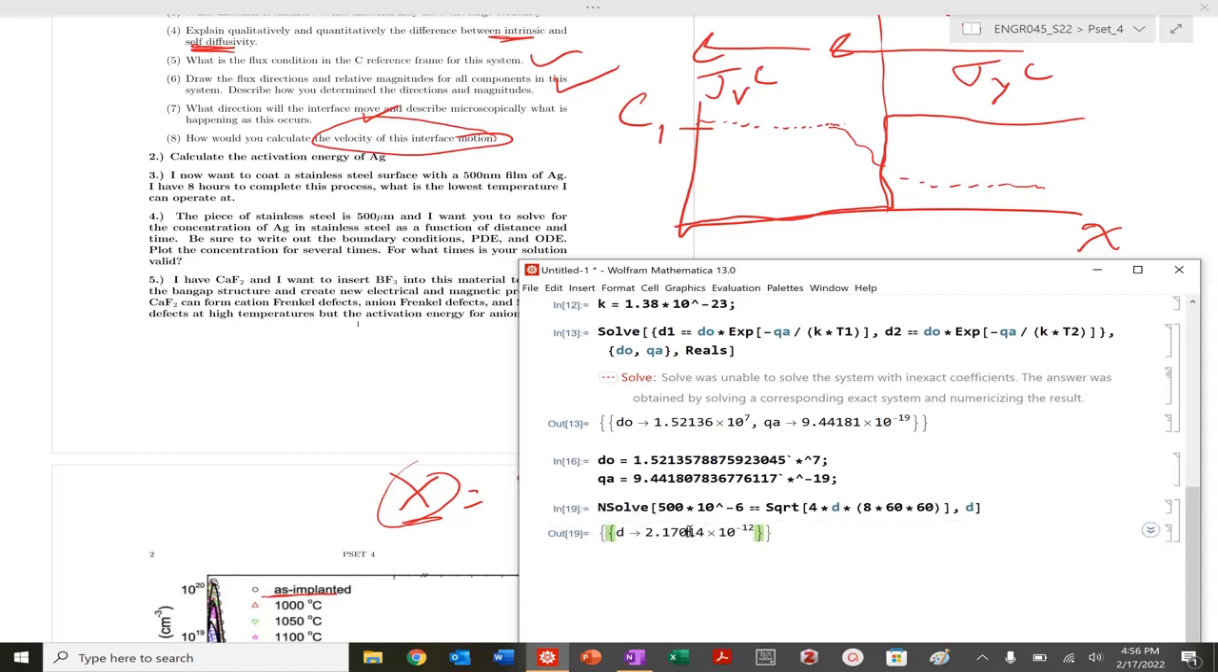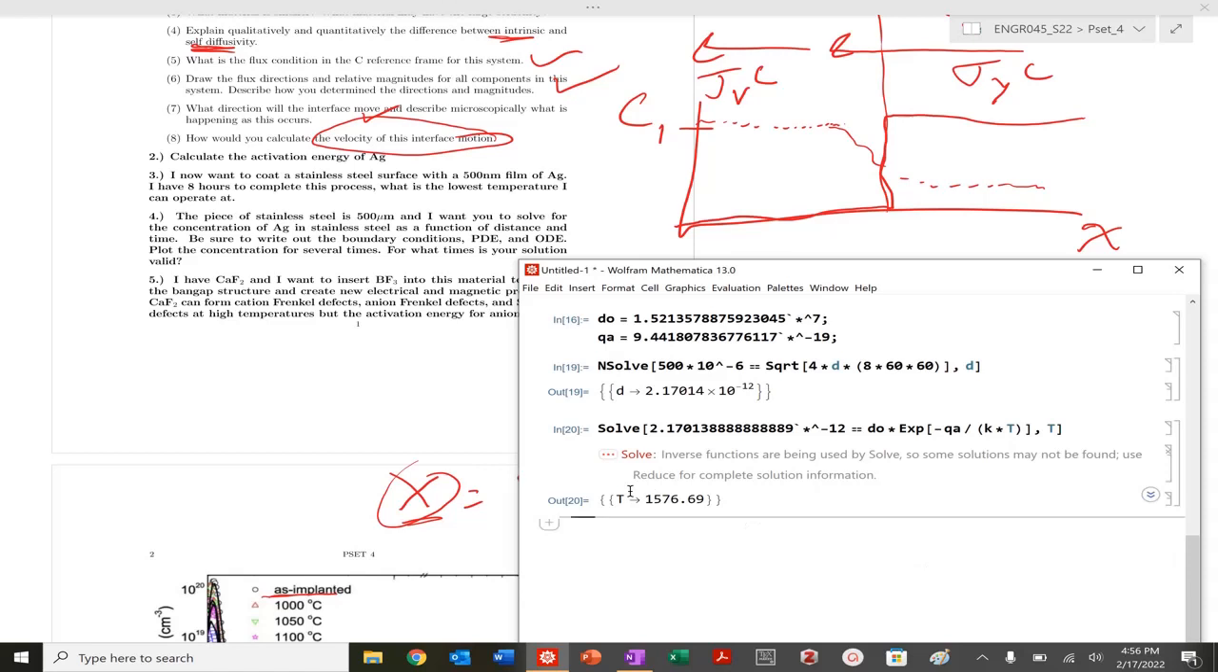All right. So that's my diffusivity, and we know my diffusivity equation. So let's go ahead and solve. We know this is set equal to D naught times exponential minus QA, from what we solved previously, divided by K times T. And let's solve this for T. And voila, pretty high temperature.